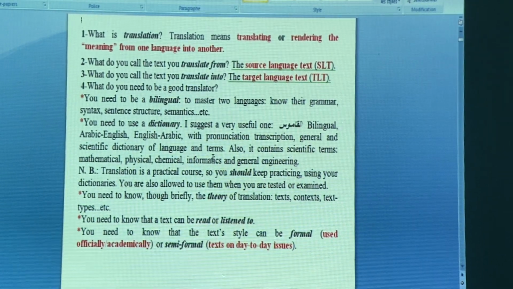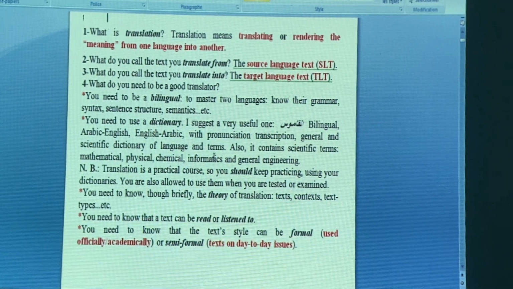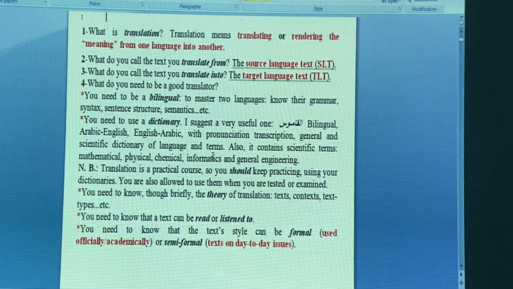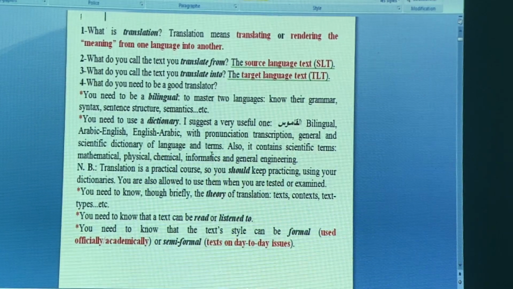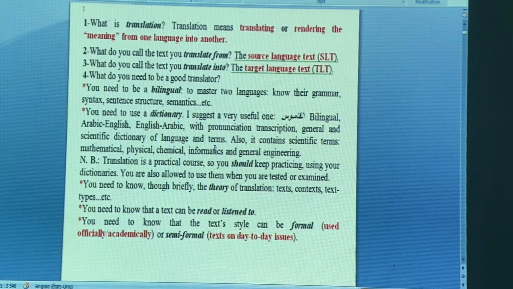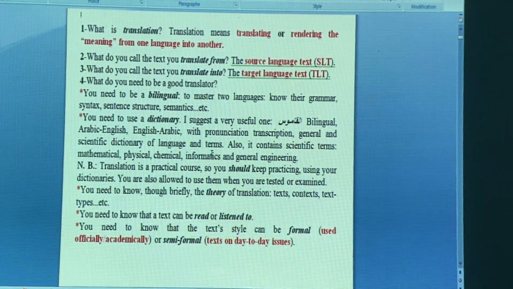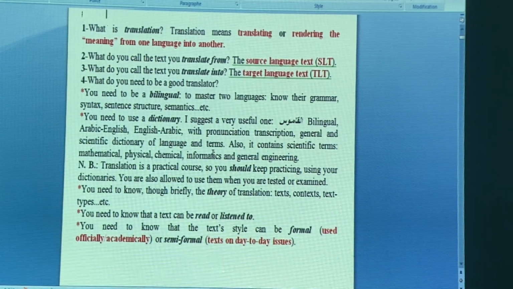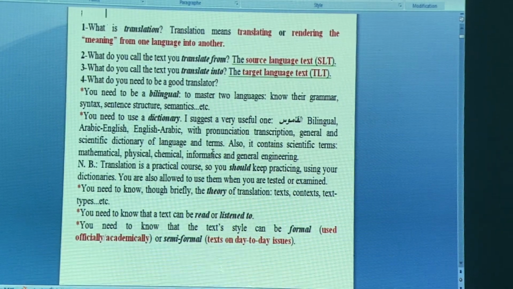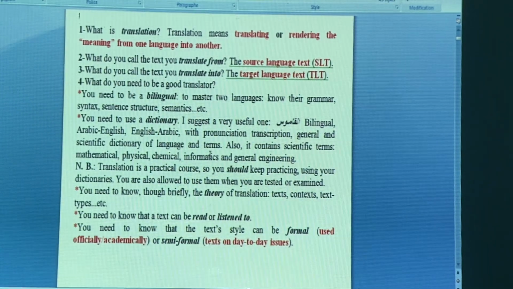You need to know that the text style can be formal. A formal language means a language which is used officially and academically. So you have speeches given by politicians, you have very important articles in politics, you have many other literary genres, etc. And then you have semi-formal language, text on day-to-day issues.